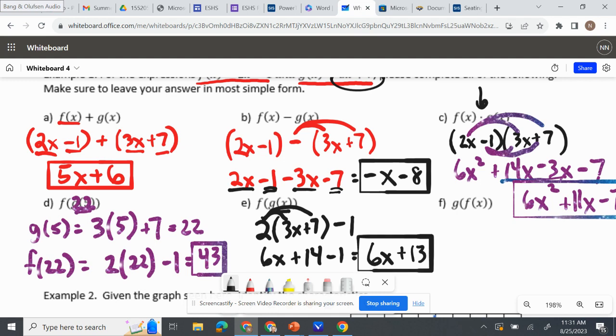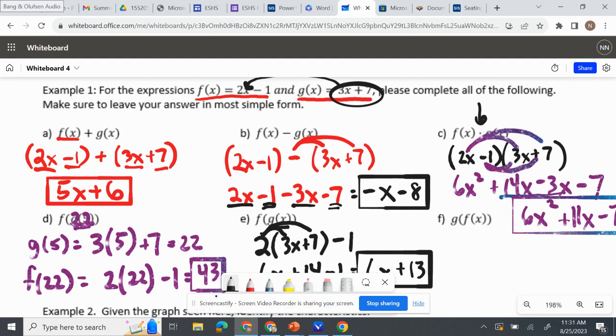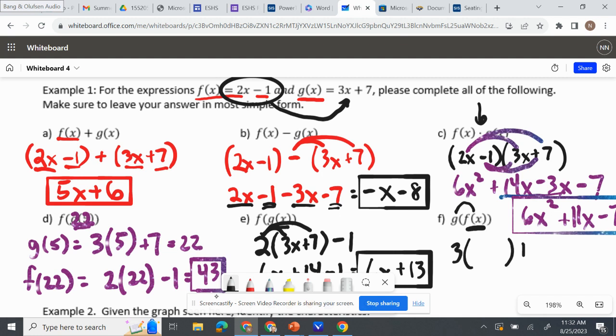Now, looking at letter F, this time I'm going to start in the middle, and I'm going to take my f equation and plug it into my g equation. So when I do this, I take my 2x minus 1 and plug it into g. So I have the 3, but instead of an x, I'm going to put in the 2x minus 1. So I distribute the 3, 6x minus 3 plus 7, and that right there gives me 6x plus 4.